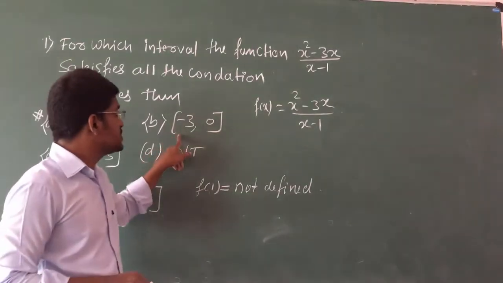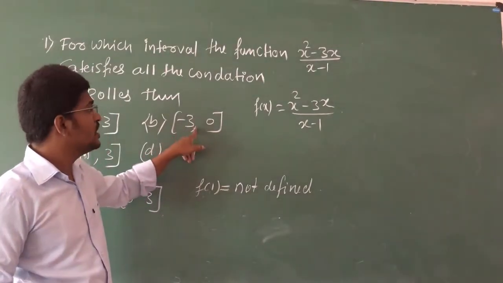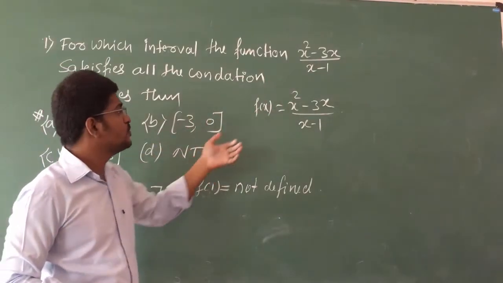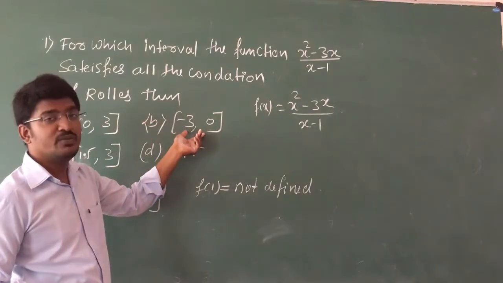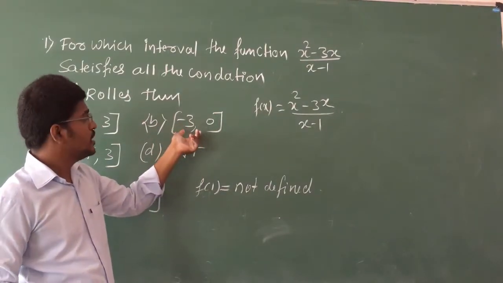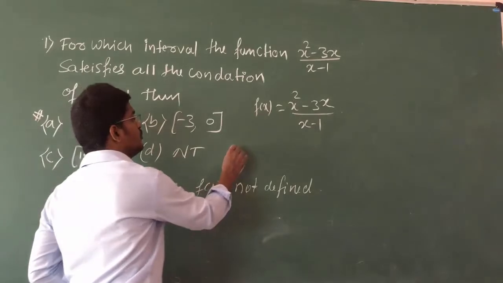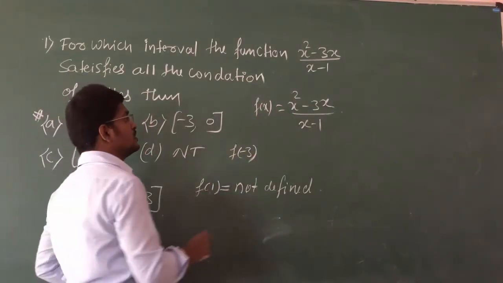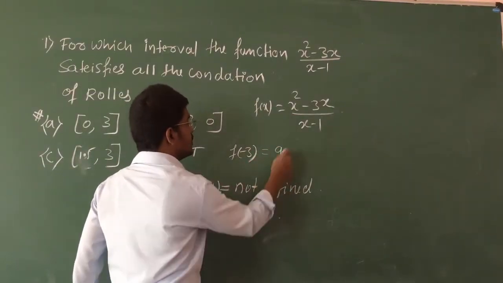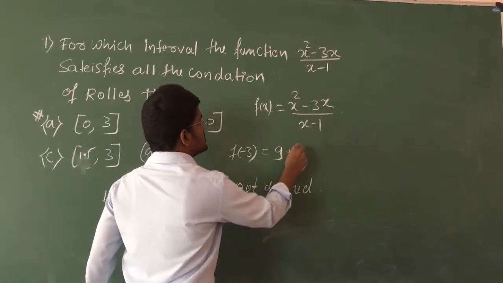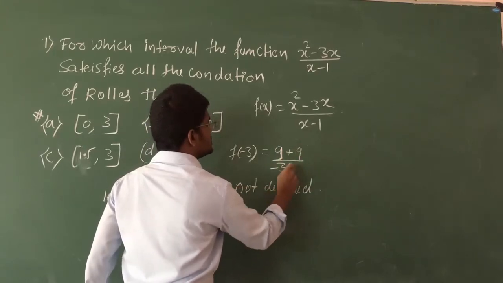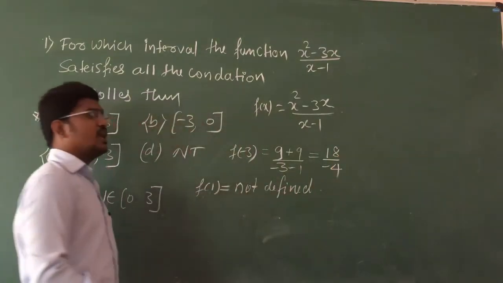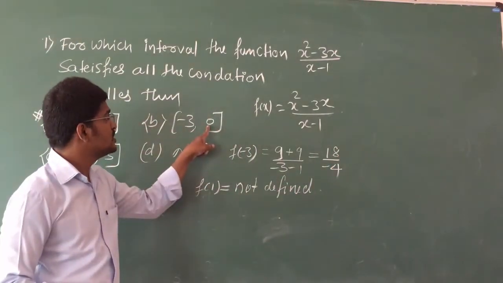Clear? Come to this. Here 1 is not present, so that's why it is continuous as well as differentiable. No problem. It is both continuous and differentiable in this interval because 1 is not present here. Therefore, let us check f of minus 3. What is f of minus 3 here? This is 9 plus 9 over minus 3 minus 1, that is 18 by minus 4.